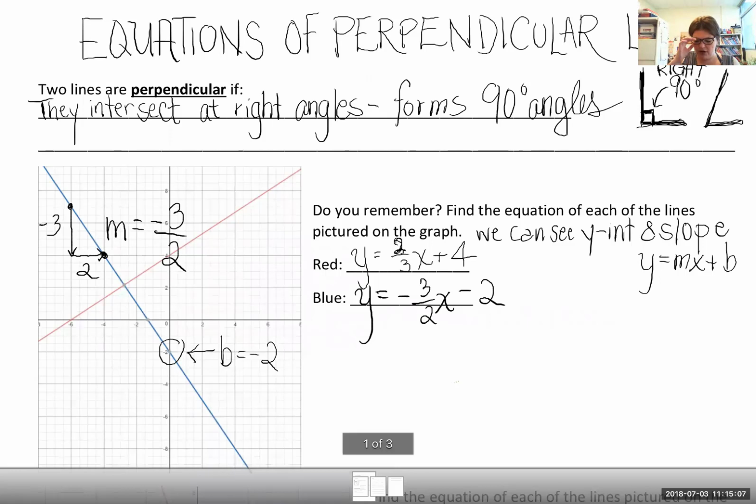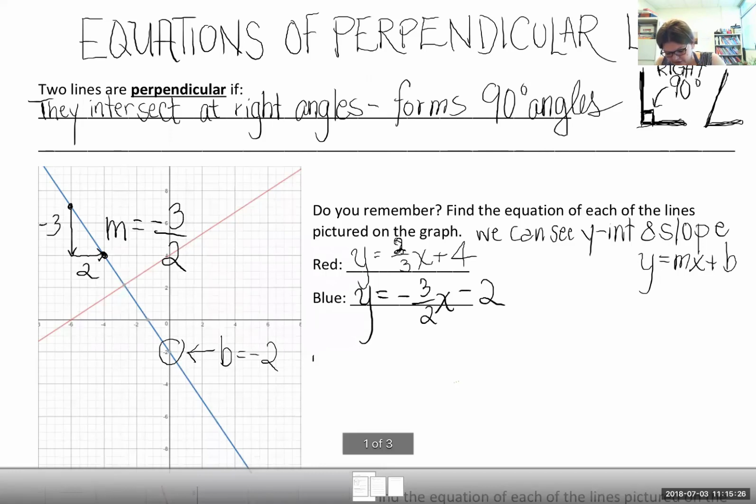Okay, now I want you, just like before when we talked about parallel lines, parallel lines had a relationship of their slope. I hope you remember that the slope of parallel lines were always equal. They slope at the same rate. But let's take a look at these perpendicular lines. Obviously, their slopes are not equal, but their slopes are related.